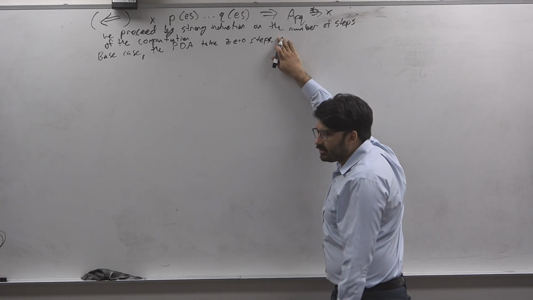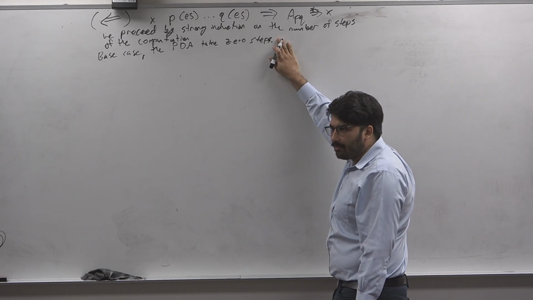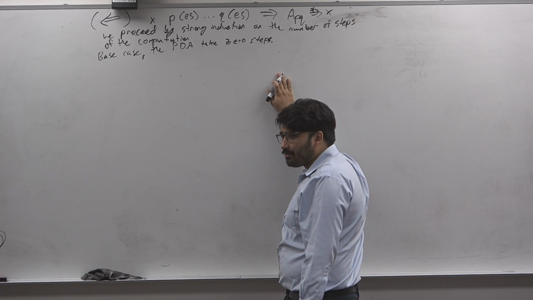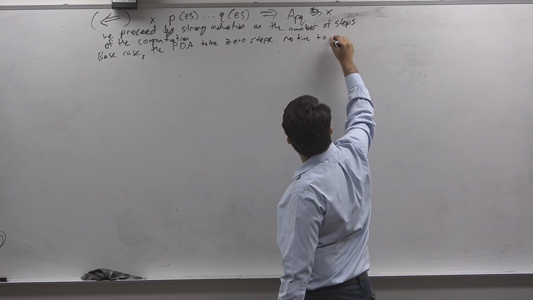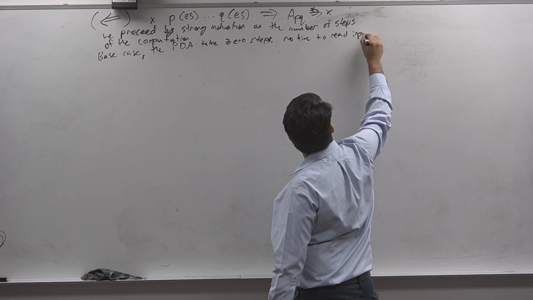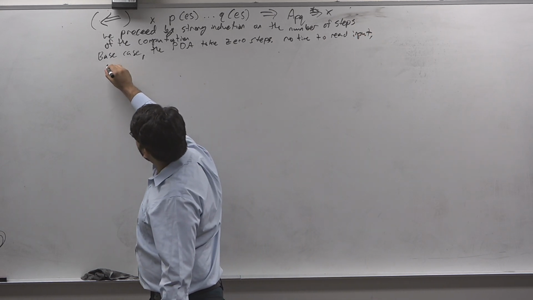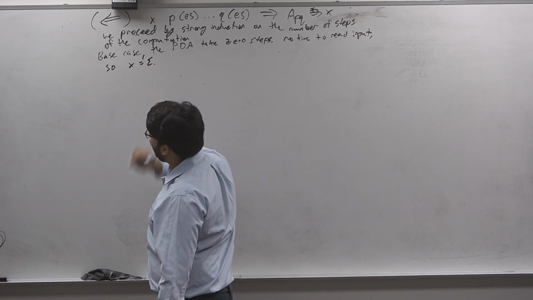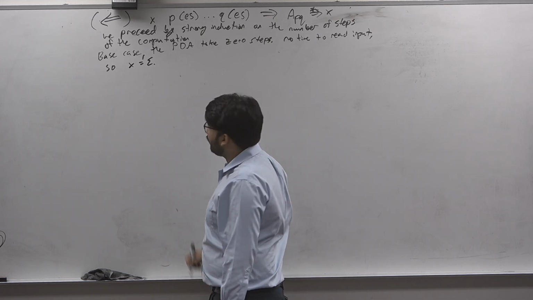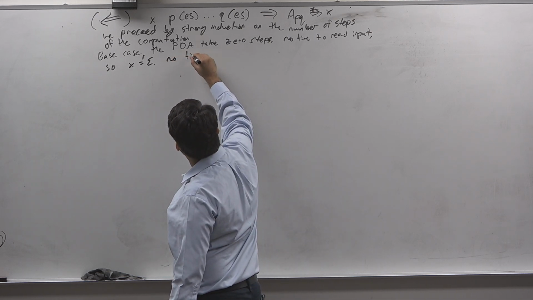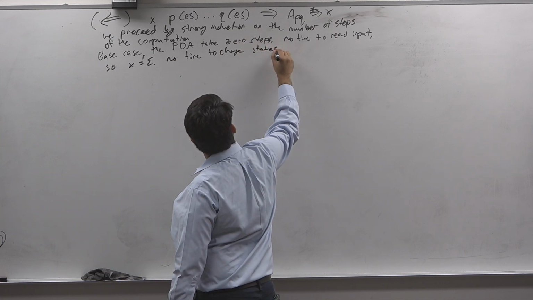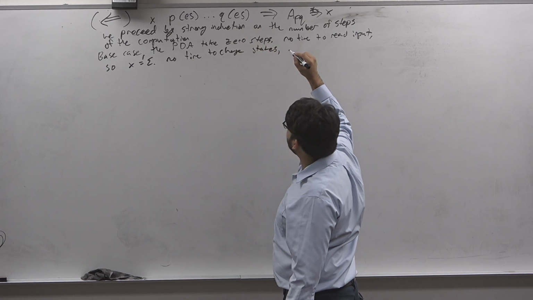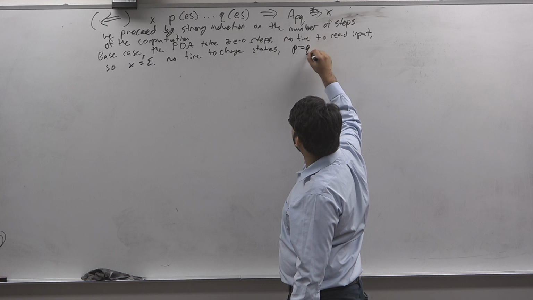Consider a PDA where it has 0 time. It has no time, it can't take any steps. No time to read input. So we know that x must just be the empty string. It can't read any input, right? No time to change states. So we know that the state P is equal to Q, right?